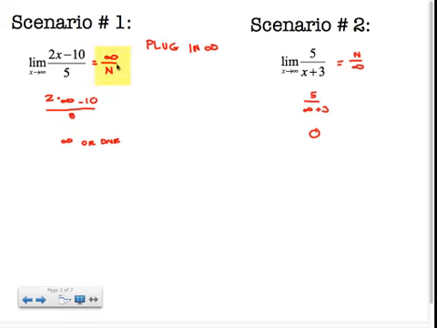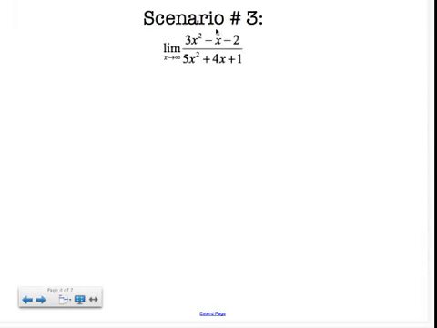Okay, so the first scenario is infinity divided by a number, or negative infinity divided by a number. That's always going to come out to be infinity or does not exist. And the second scenario is a number divided by infinity. That will always be 0 as a limit. Those two scenarios are easy. But the scenario that comes up the most is this one right here.